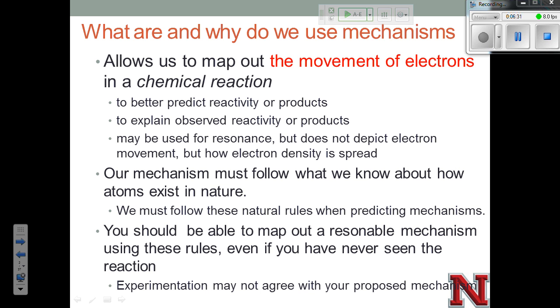So even if you've never seen a reaction, you should be able to predict a mechanism. For the test, I will often ask you mechanisms that we've talked about, though they might be slightly different because the substrates are different, but usually the same basic mechanisms. However, it's really a skill to be able to look at any reaction and predict a reasonable mechanism.